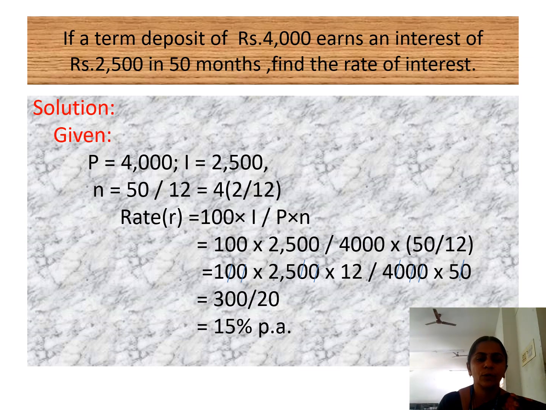So 100 into I is equal to 2,500, divided by P is equal to 4,000, into N is equal to 50 divided by 12. So we have to simplify these terms. We get rate of interest is equal to 15% per annum.